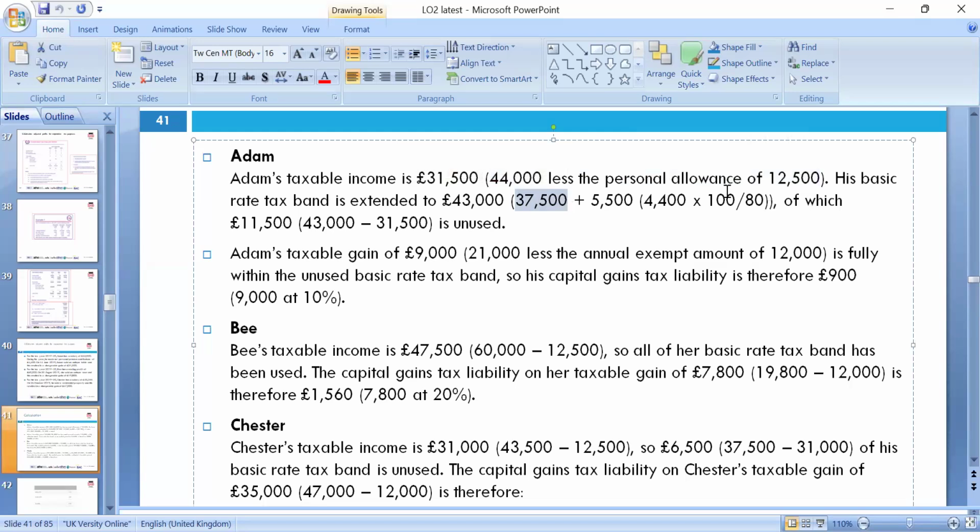And then please, if we need to gross up any income, we can find the full income, and we can now find how much is unused, which will be remaining. So again, if we have 9,000 less the annual exempt amount of 12,000, it falls fully within the unused basic rate band. Then the capital gains liability is 900. So we have to go back and apply the rates accordingly.